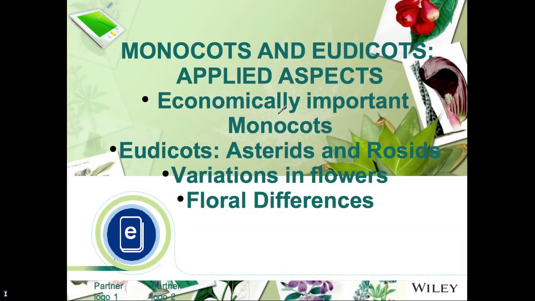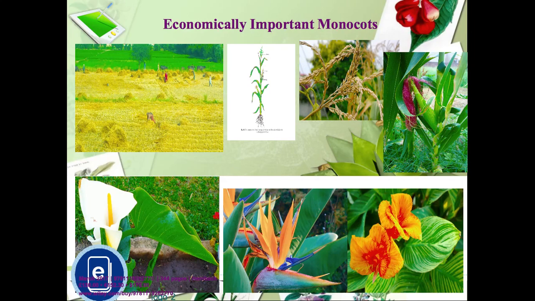So today's session is about monocots and eudicots and their applied aspects. In this session, economically important monocots along with a few examples will be included, where the eudicots and the major groups like asterids and rosids will also be included. In addition to this, variation in flowers and the floral differences in monocots and eudicots will also be covered.